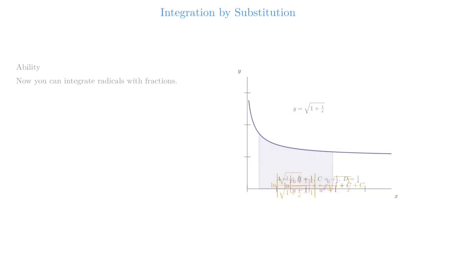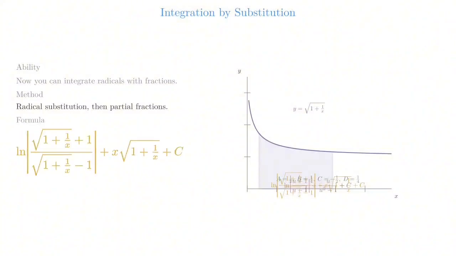Now you can handle integrals with nested radicals and fractions. Substitute to clear the radical, then use partial fractions on the resulting rational function. The final answer combines a logarithmic term with an algebraic term, all expressed back in terms of x. A powerful technique for tough integrals.